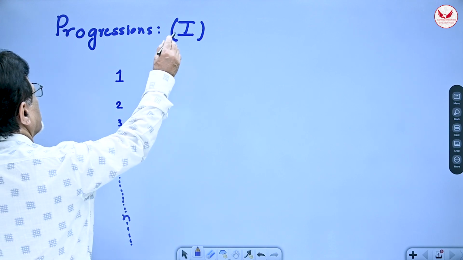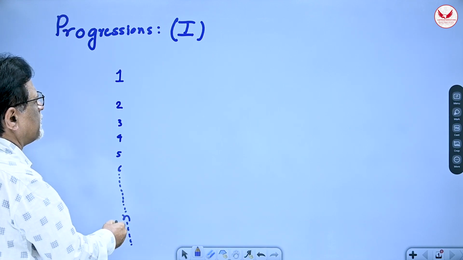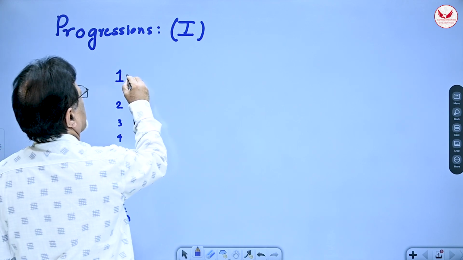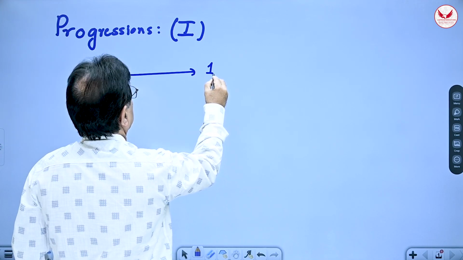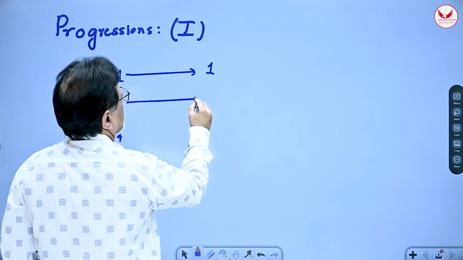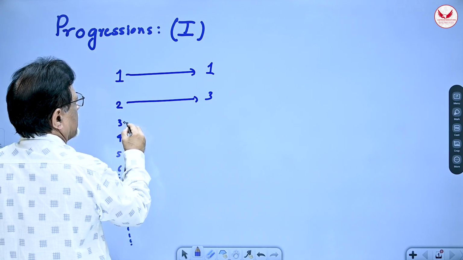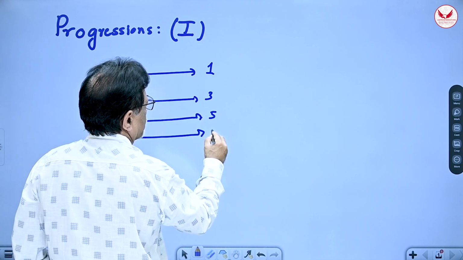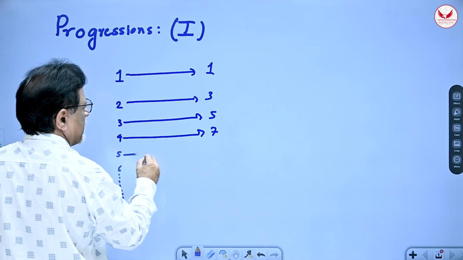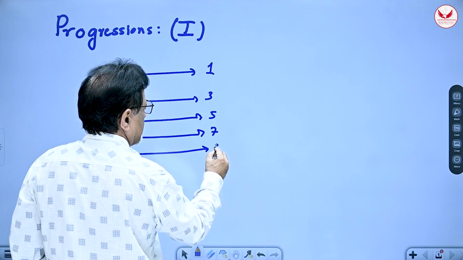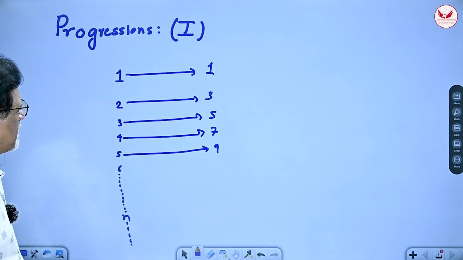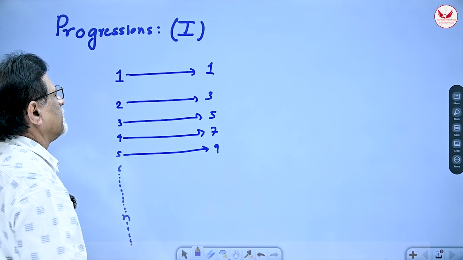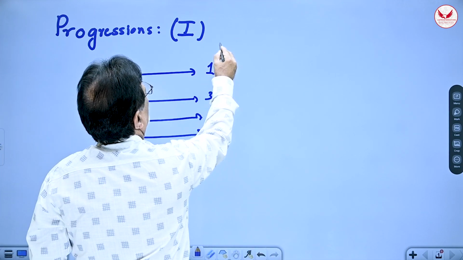Now what we are going to do is, for every natural number, I am going to associate some real number. So for example, 1, I will associate 1 only. 2, I will associate 3. 3, I will associate 5. 4, I will associate 7. 5, I will associate 9. Now, you are getting a clear picture of what I am doing. If it is 1, then it is 1. All these numbers are odd numbers.